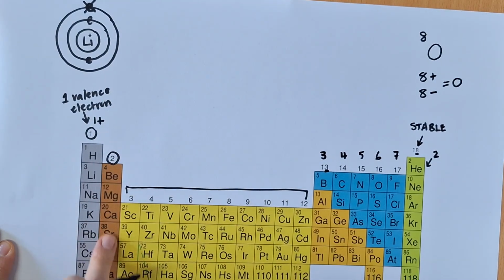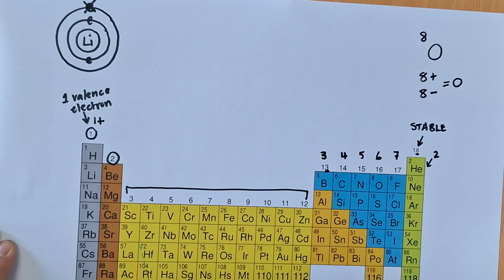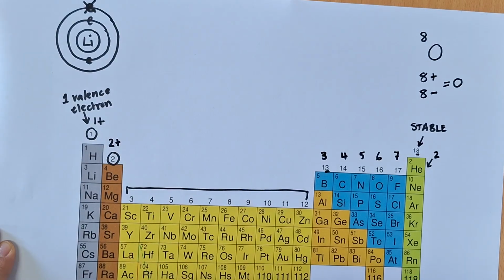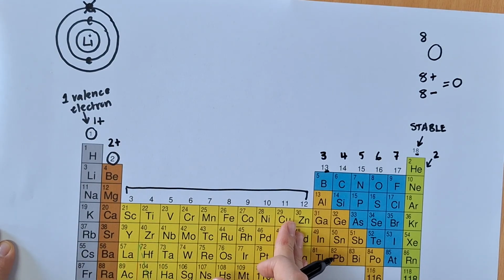Now, all these elements in group 2 have 2 electrons that they need to get rid of in their outer shell. Again, getting rid of 2 negative things will give all of these elements a charge of 2 positive. We're going to skip over the transition metals again, and I'll come back to them in a tick.